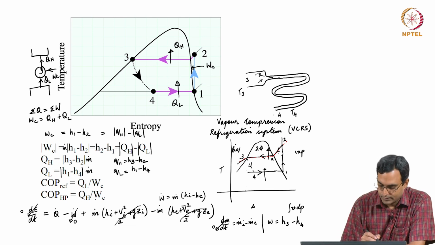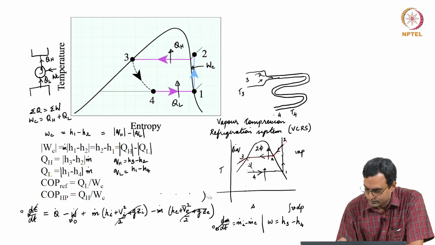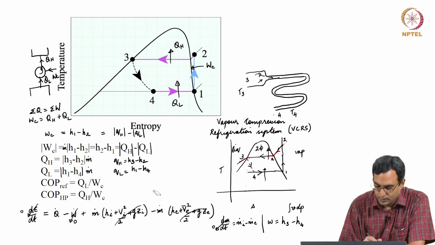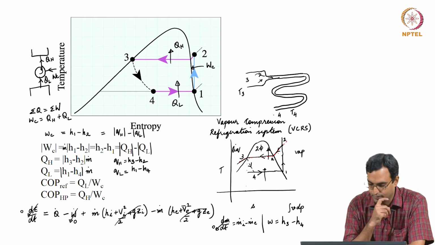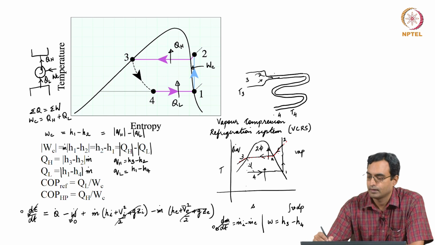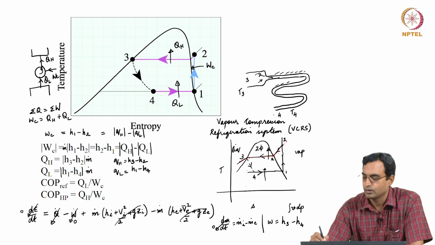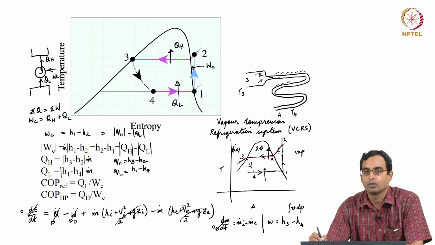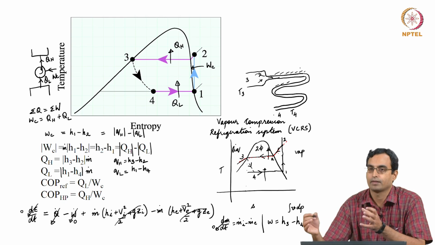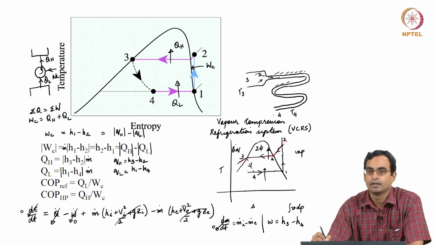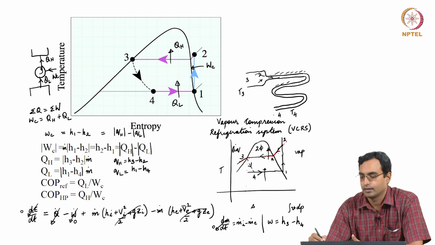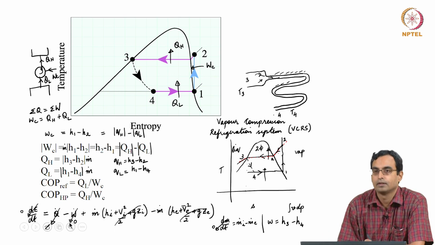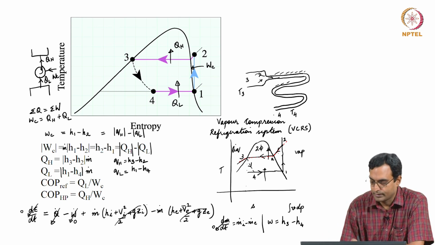And for the throttling process, we can also write what we get. For the throttling process, it is still a steady process. So, dE/dt is 0. The throttling happens in an insulated tube. So, Q dot is 0. In this tube, there is no change in the volume of the tube itself. There is no PdV kind of work. There is no expansion of the tube. So, that is not there. There is no shaft in the tube. There is no electrical or magnetic work in the tube. So, any forms of work are 0.